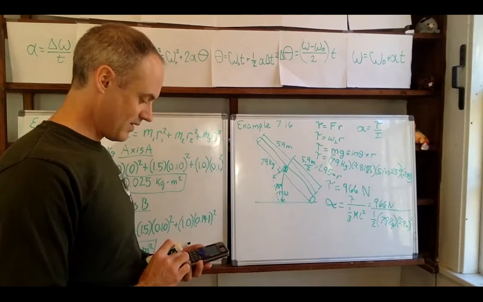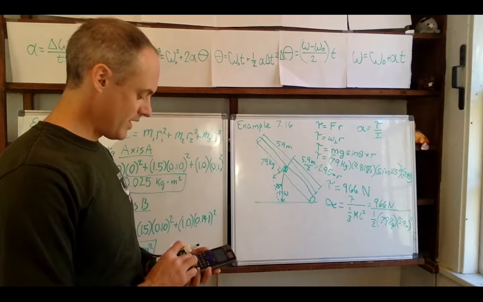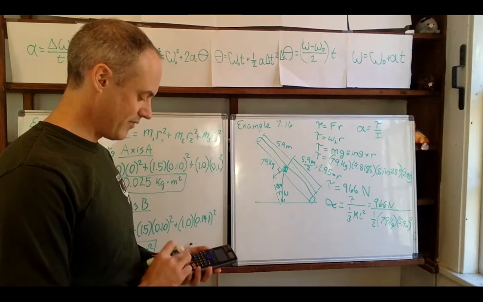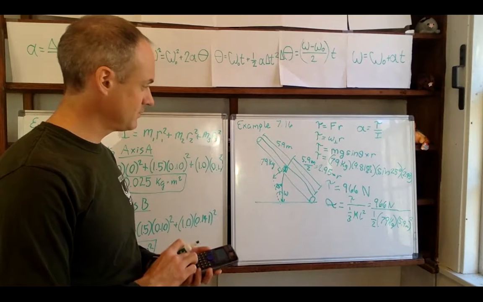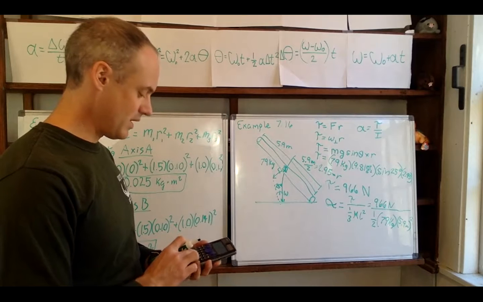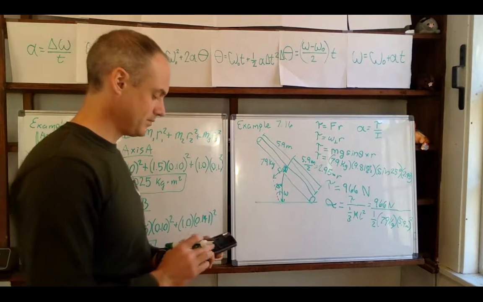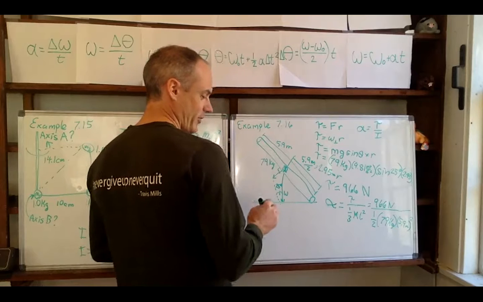So we have 966, wow, what is that? 966 divided by, there we go, 1/2 times 79 times 5.9 squared. So we're looking at 1.1 radians per second.